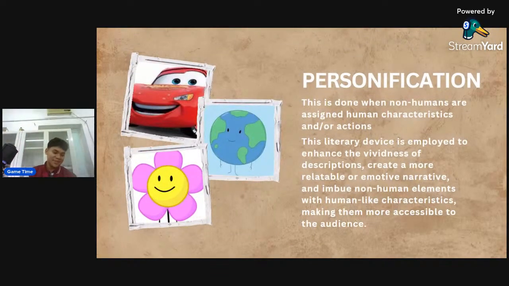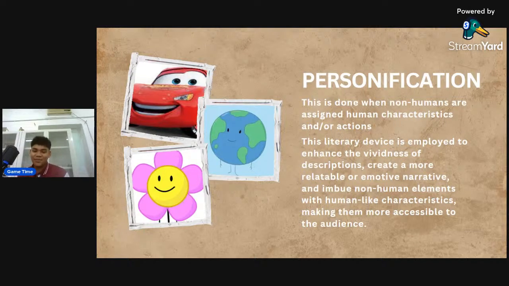Hey, you know what time it is? Personification. Is this on? Yes. Personification. This is done when non-humans are assigned human characteristics and or actions. This literary device is employed to enhance the vividness of descriptions, create a more relatable or emotive narrative, and imbue non-human elements with human-like characteristics, making them more accessible to the audience. So you personify something.